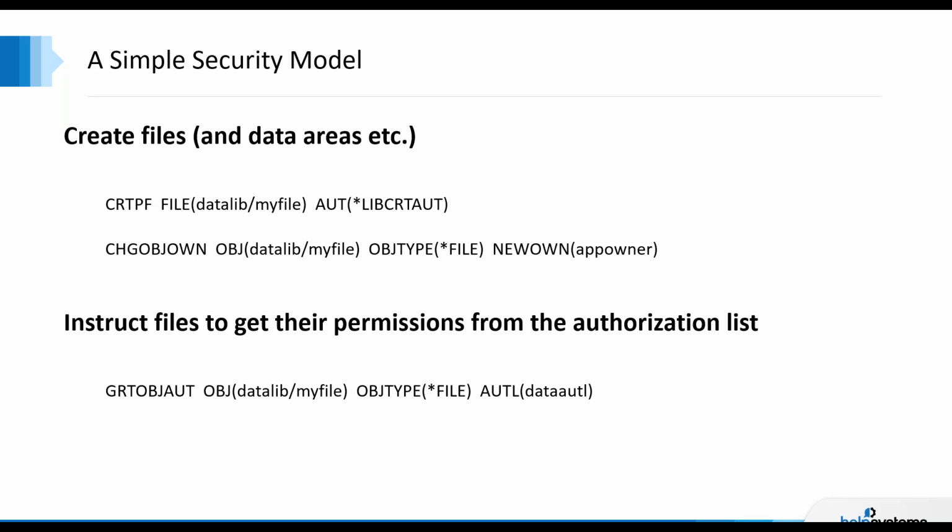Again, owner is established just as it is with every object. And then again, I'm instructing the file to get the permissions from the authorization list. So this is where we have a specific authorization list associated with this file.